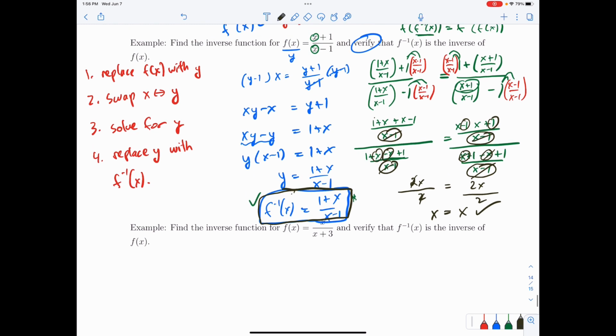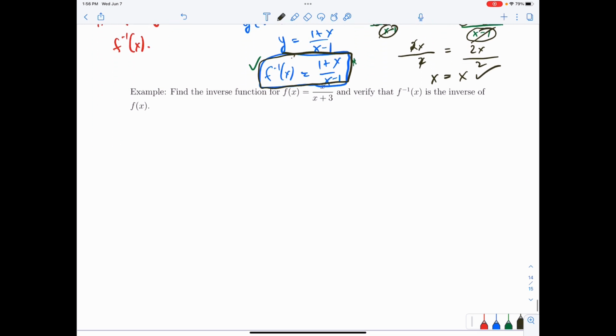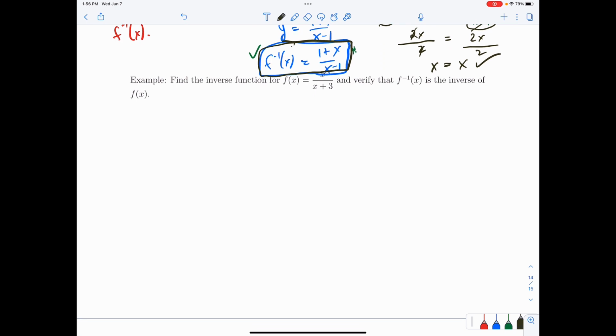All right, now let's do one more of this. We have our function f of x is equal to x over x plus 3. So I'm going to replace the f of x with a y, and then I'll swap that. So I get x is equal to y over y plus 3.